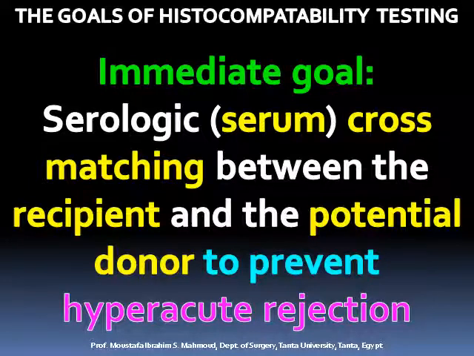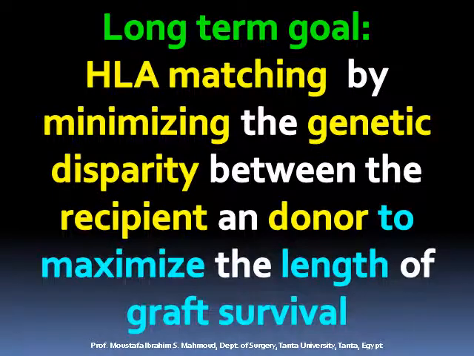The goals of the histocompatibility testing. Immediate goal: serological cross-matching between the recipient and the potential donor to prevent hyperacute rejection, using the serum from this and that. Long-term goal: HLA matching, minimizing the genetic disparity between the recipient and the donor to maximize the length of the graft survival.